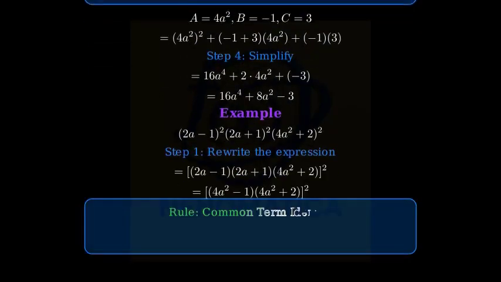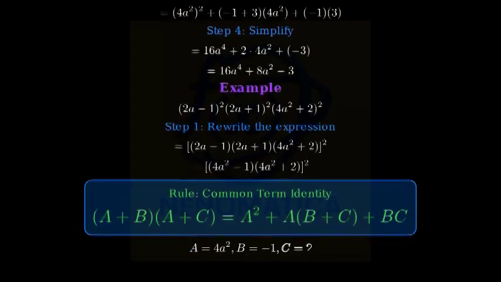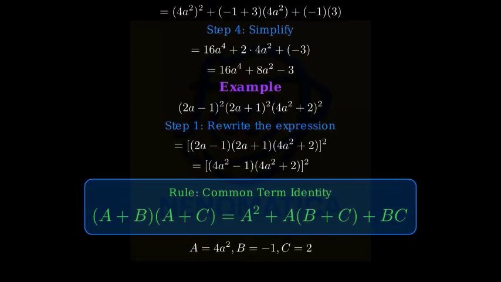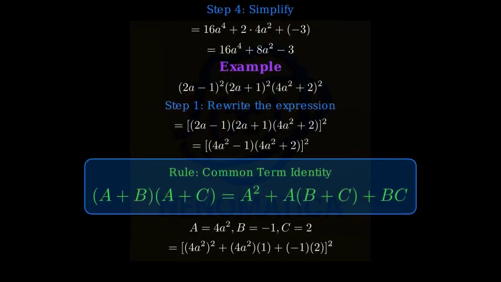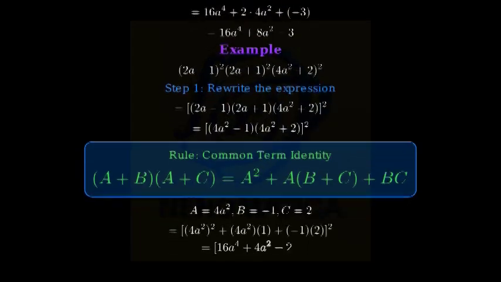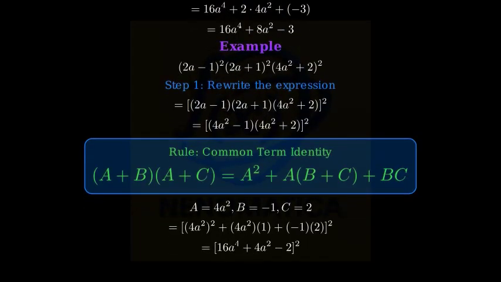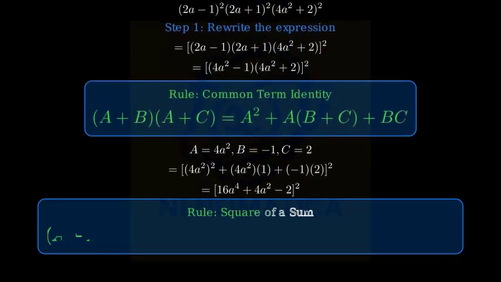Now, we'll apply the common term identity again. In this case, a is 4 squared, b is -1, and c is 2. Applying the identity, we get 4 squared squared plus 4 squared times -1 plus 2 plus -1 times 2, all squared. Let's simplify what's inside the square. We get 16a to the 4th power plus 4 squared minus 2, all squared. Now, we need to square this expression.